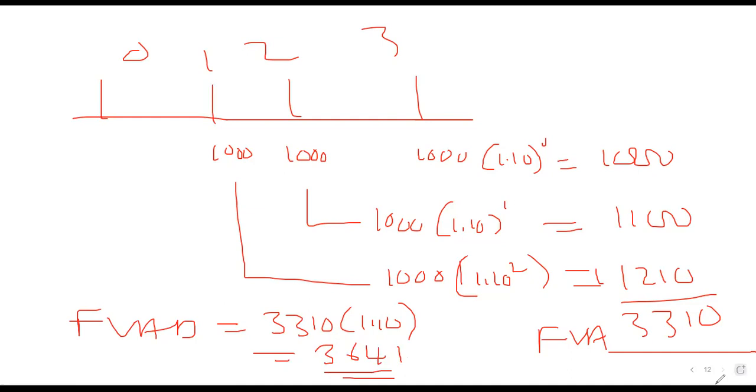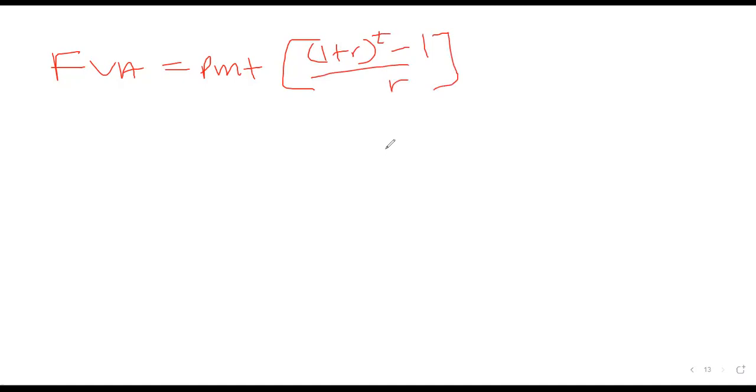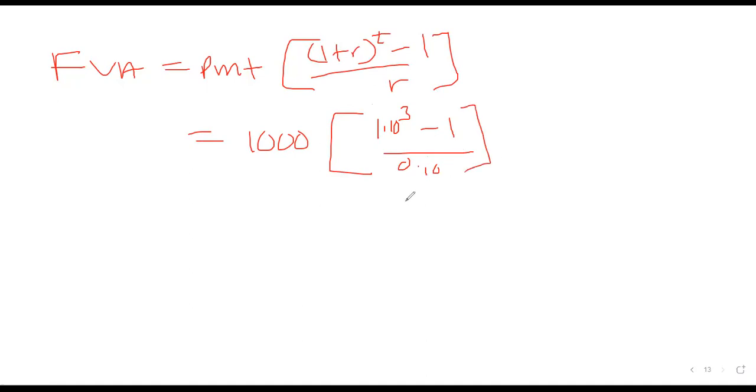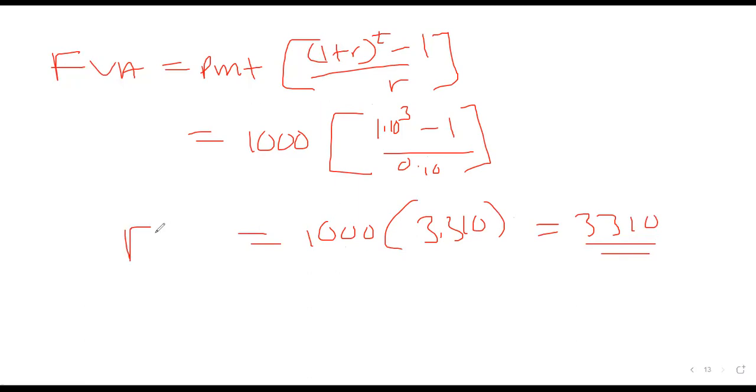So this is using the number line. But if you're using the formula that I gave you, future value of an annuity, simply the payment, then here we have 1 plus r to the power time, minus 1, over the interest rate. So in this case, our payment is 1,000. And here we're going to have 1.10 to the power 3, minus 1, over the interest rate of 10%. So in this case, when you compute that, we're going to get our interest factor annuity as 3.310. So which will give you 3,310. All right. That is called our future value of an annuity.